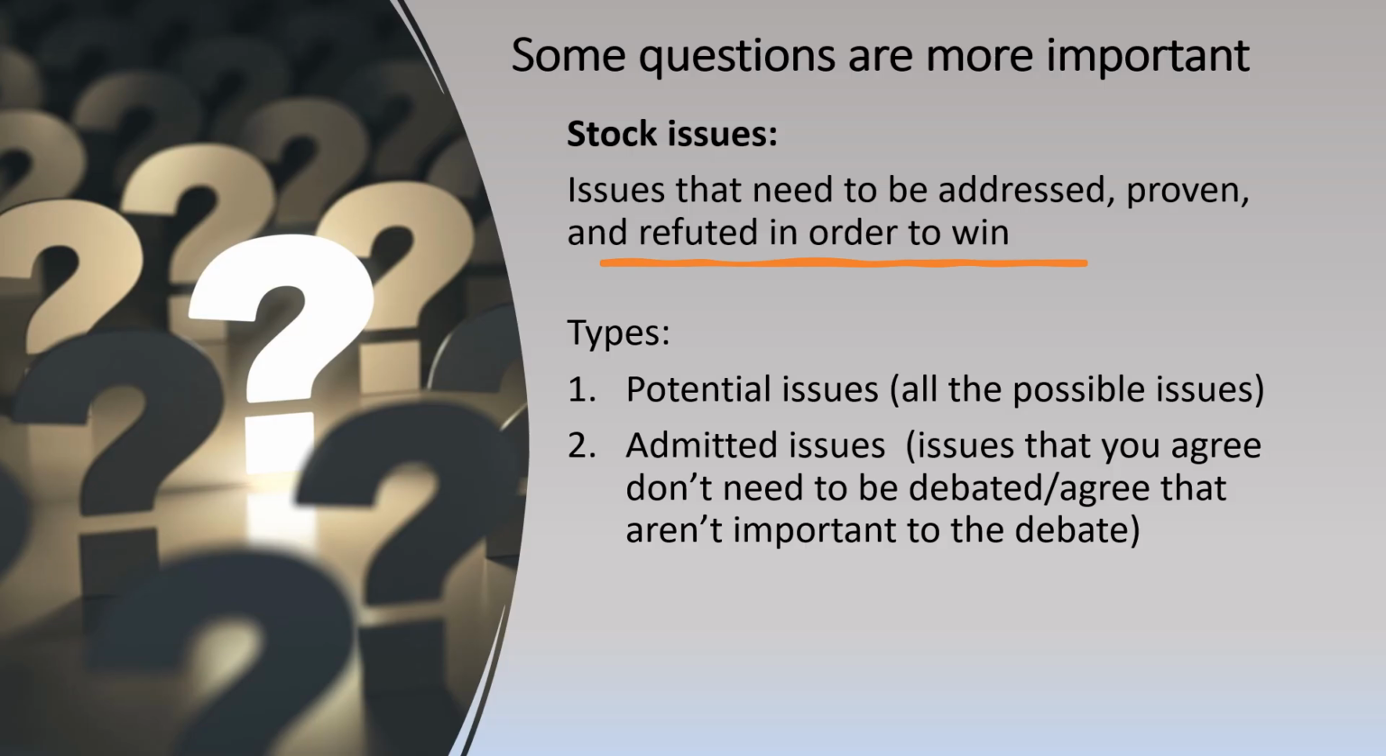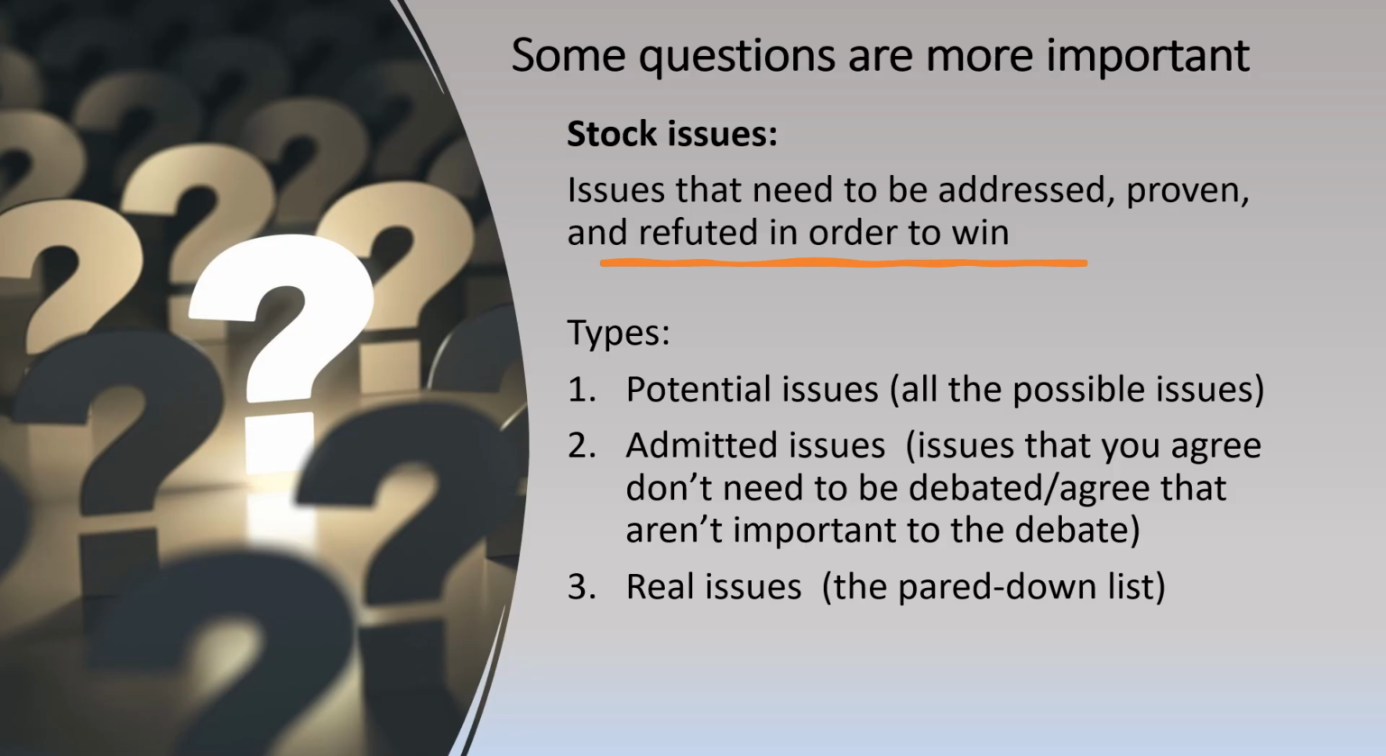Once you've done that, then at some point you sit down with a partner or an opponent or by yourself, and you run through a list and cross out the admitted issues. An admitted issue is defined a couple of different ways. It could be an issue that you and your opponent agree that you don't need to debate. It might be an issue that you both agree on and therefore don't need to prove. It might be an issue that neither of you feels is very important to the main topic, that it's interesting to talk about, but it isn't necessarily going to win anybody any votes from the judge.